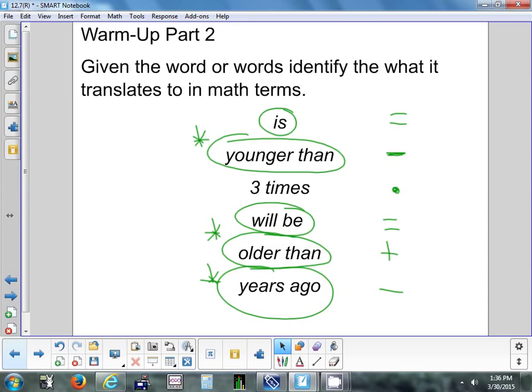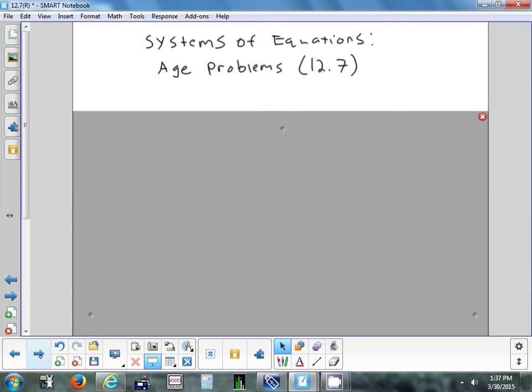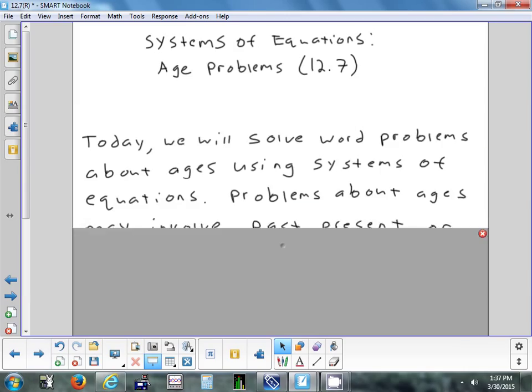Will be. What kind of word do you think that is? Something will be. Is that a future or past? Future. Yeah, future. So in the future, we're going to think of that as adding. And then something like years ago. If I said 5 years ago, take the year we're at now. Yeah, it's past. Subtract 5. So those are the two main things you're going to see in a word problem. Future, past, and one sentence will usually be a present. So we'll show you.